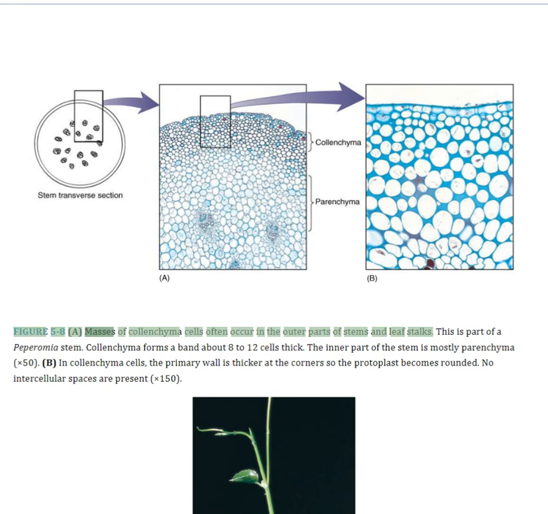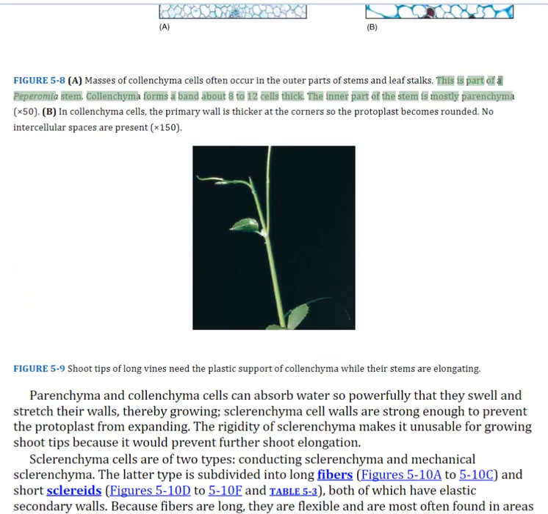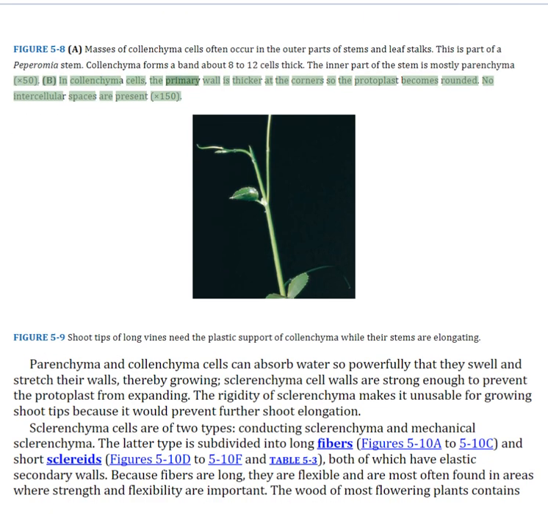Figure 5-8: Masses of collenchyma cells often occur in the outer parts of stems and leaf stalks. This is part of a Peperomia stem. Collenchyma forms a band about 8 to 12 cells thick. The inner part of the stem is mostly parenchyma. In collenchyma cells, the primary wall is thicker at the corners, so the protoplast becomes rounded. No intercellular spaces are present.